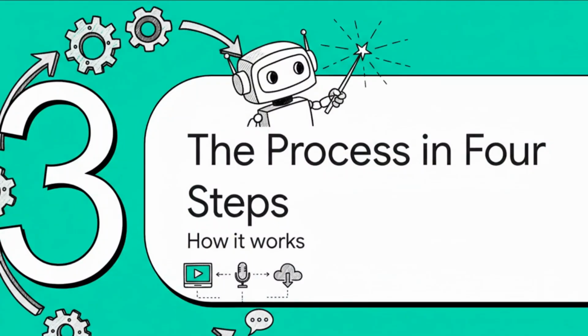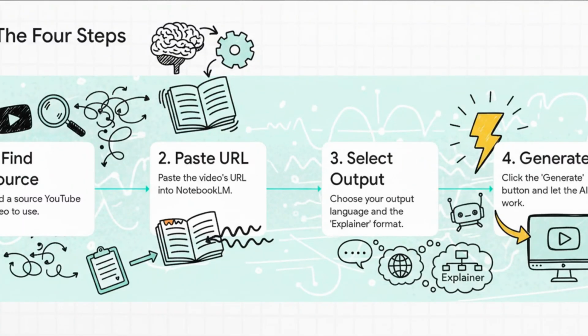Okay, so let's get into the process. How does this actually work? According to the tutorial, it's just 4 simple steps. So here's the workflow. And right off the bat, you're going to notice a really key detail. Step 1 is to find someone else's YouTube video. Then you paste that link into Notebook LM, pick the language you want, choose the explainer format, and you just hit generate. Yeah, we'll circle back to that whole using someone else's content thing in a bit.